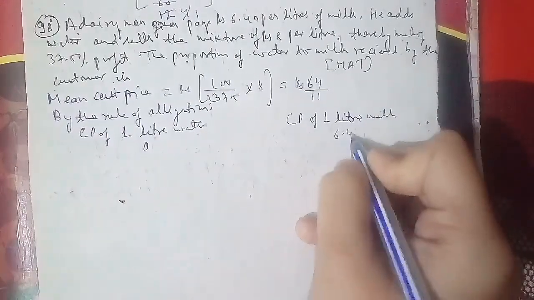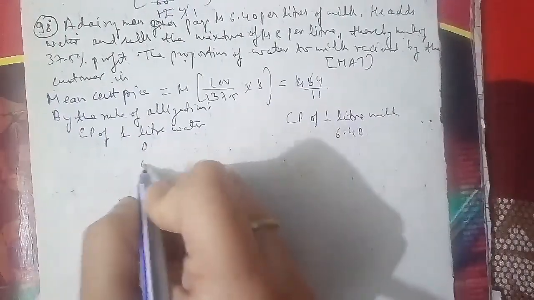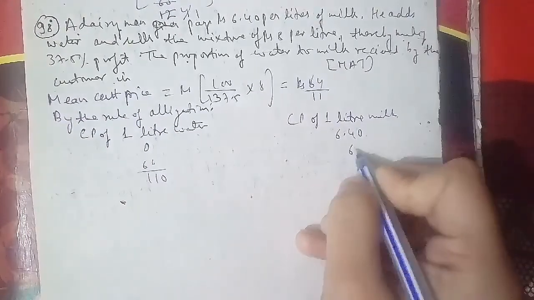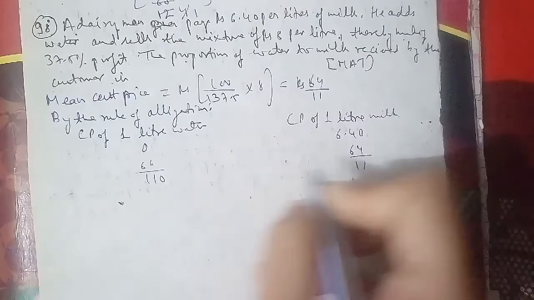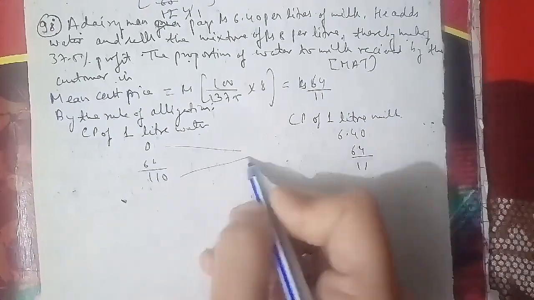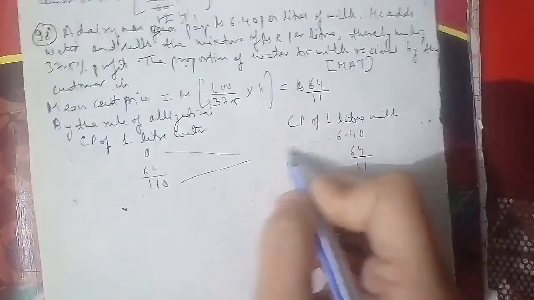So the required ratio equals 64 upon 110, which is 1:10. That we get as an answer.